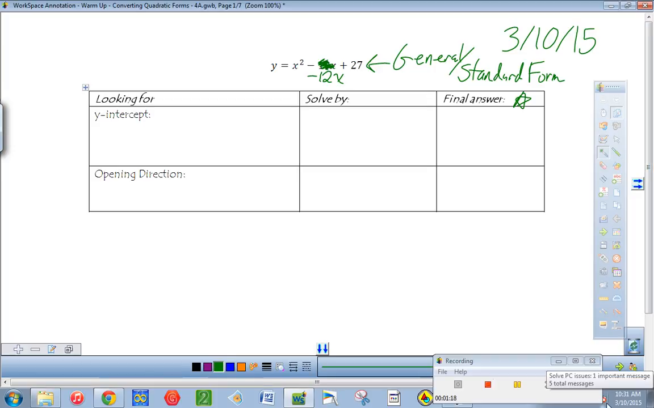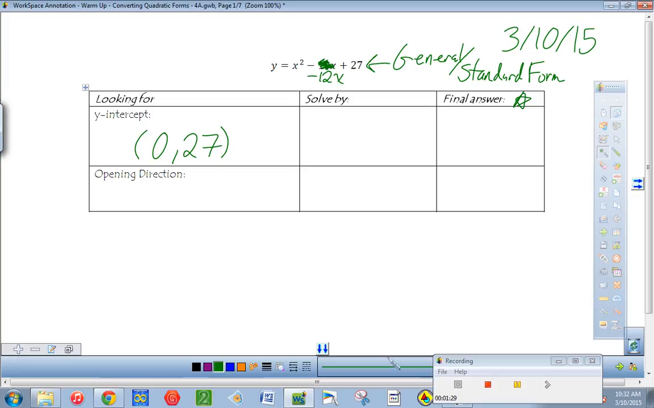7 and 3. No. 7 and 2 is 21. The y-intercept is what? It's 9 and 0. 9 and 3. It is absolutely (0, 27). How did you figure that out? So it's x is 0.